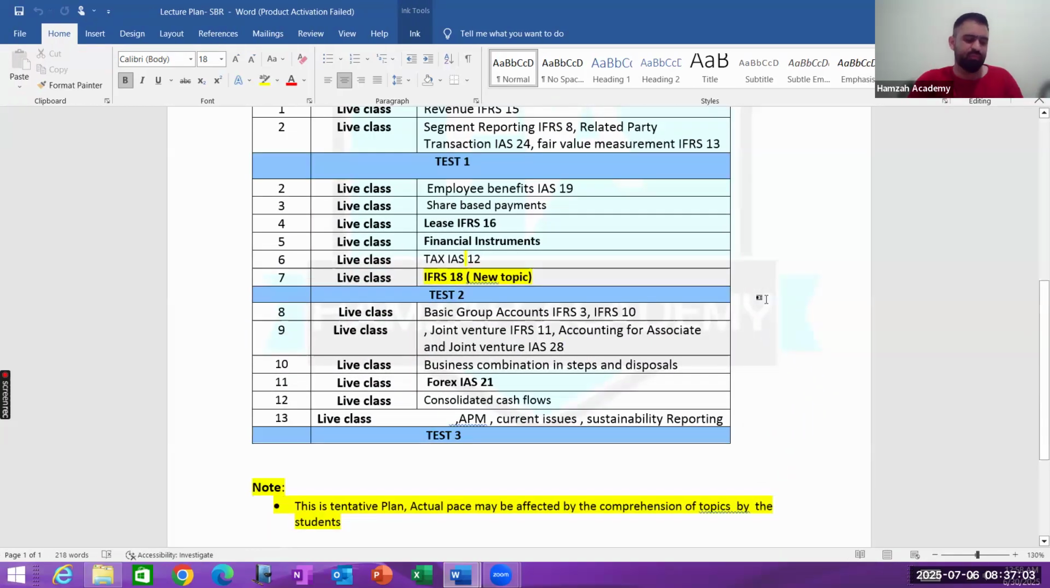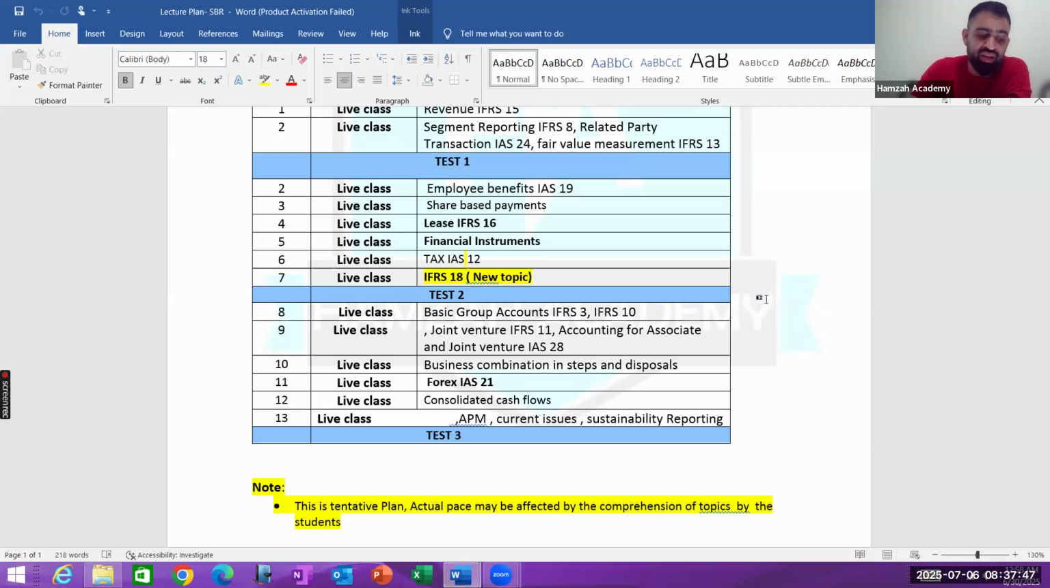Then the next area of the syllabus will be started, which is again the live classes only, in which we will cover employee benefits, IAS 19. Employee benefits are basically the benefits provided by an employer to employees on the basis of their services, like monthly salary, pensions, provident fund, gratuities. These benefits are known as employee benefits. Now, how to account for those employee benefits, we will learn in IAS 19.